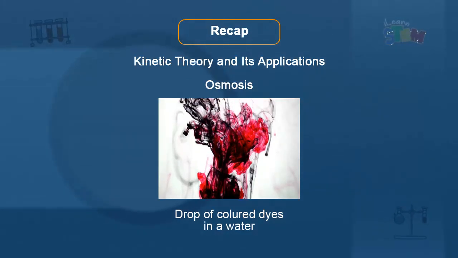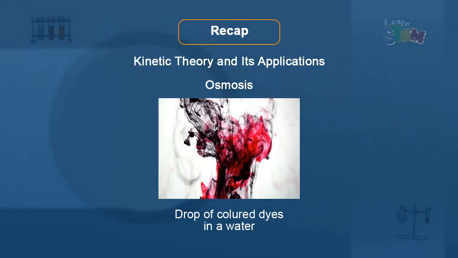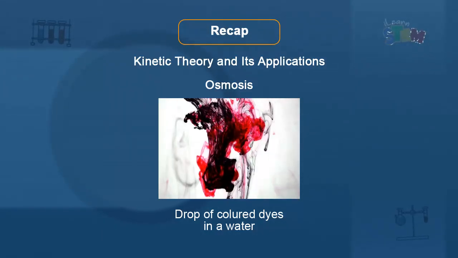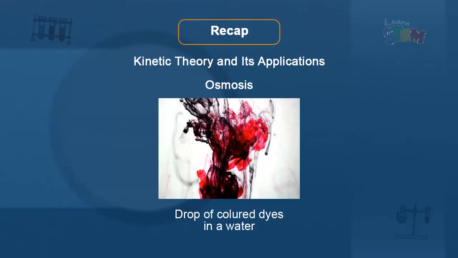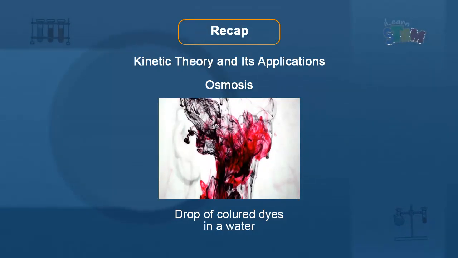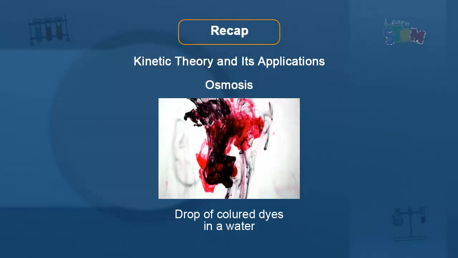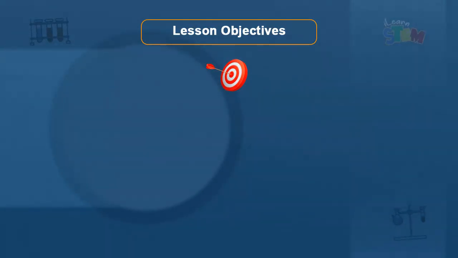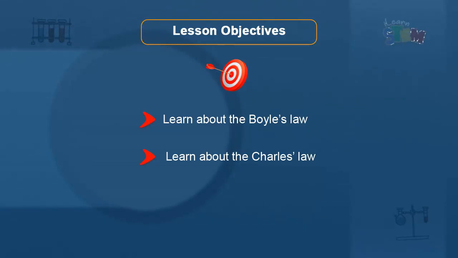movement of water molecules through a semi-permeable membrane from high water concentration to low water concentration. These processes occur because of the movement and energy of particles. Our lesson objective for today is to learn about Boyle's law and Charles' law.